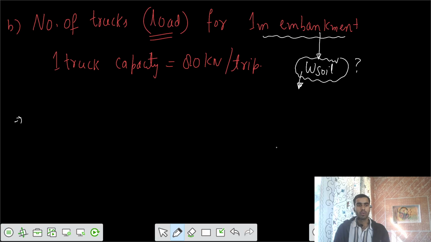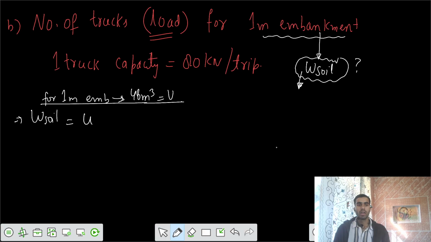So the weight of soil can be solved for 1 meter embankment. That means for 1 meter embankment, that is actually equal to 48 meter cube volume of the soil in the embankment. For that, how much weight of soil should we have? That weight of soil is actually weight of solids into 1 plus water content in the embankment site. Can we write that in this way? I think we can write that in this way.